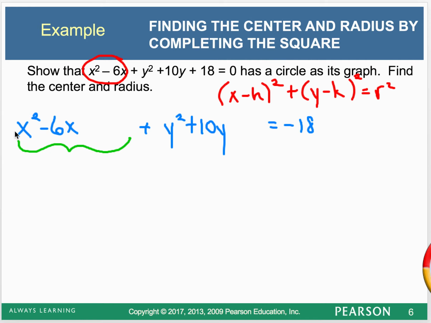So our next step for completing the square is take half of this number, so half of 6 is 3, and square it. Let's add that to both sides. Okay, then I'm going to do the exact same thing for the y values. I'm going to take half of 10, which is 5, and square it. I'm going to add that to both sides.